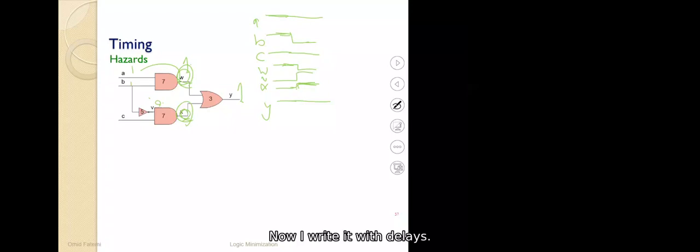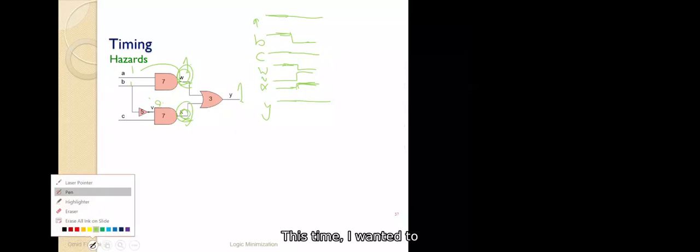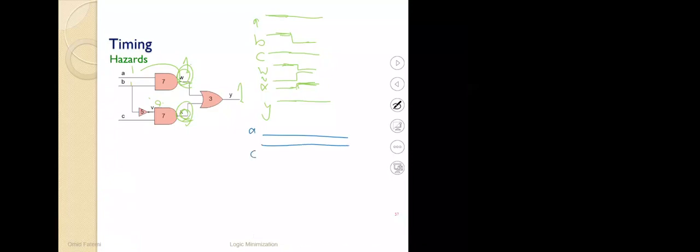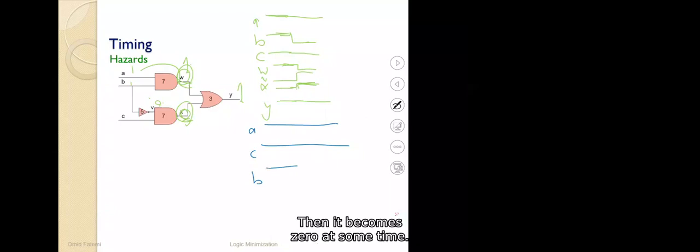Let's see how. Now I write it with delays. Now we have delays on our gates, and we write it again for you. This time I wanted to draw at the same position, but it is too complicated, so I write it down here. So again, A is 1, C is 1 the whole time. B at the beginning is 1, then it becomes 0 at some time. So let's see what happens.